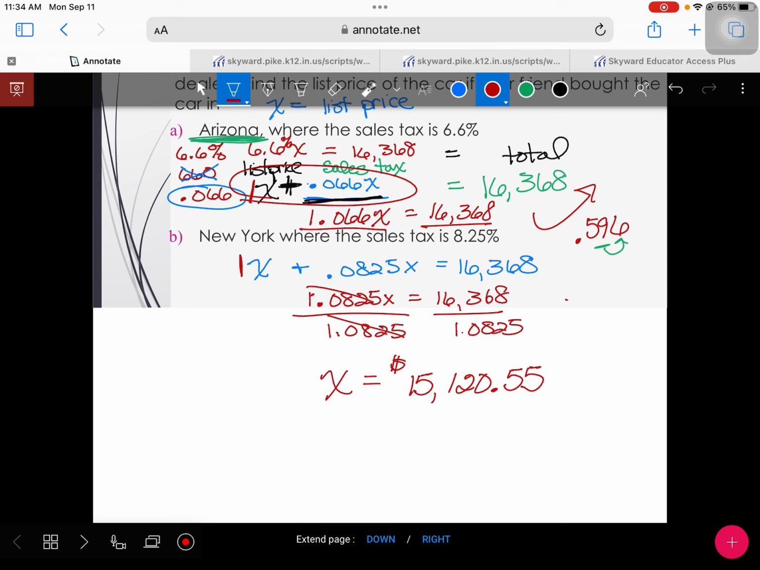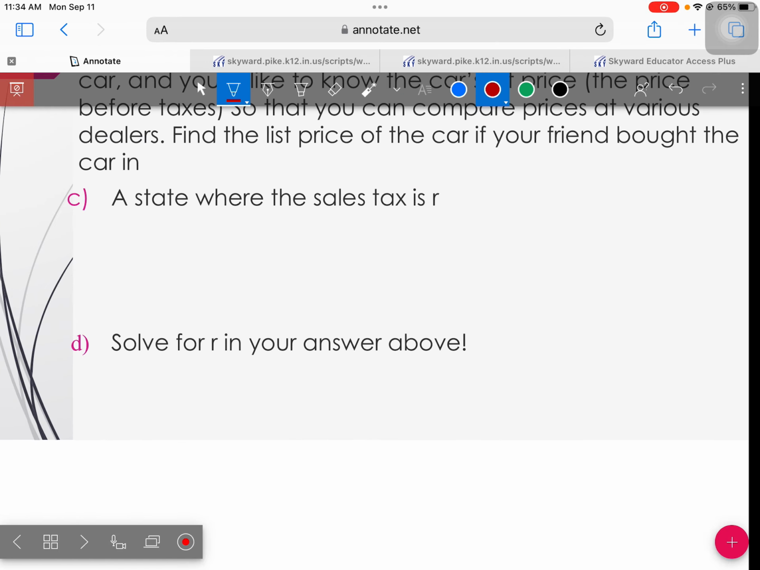Is that less than what we had for the first list price? Yes. And does that make sense? Because the sales tax costs more here. And if you have the same price, the sales tax goes up. That means the original list price has to go down, right? Any questions on B? All right, let's go to the harder one now.